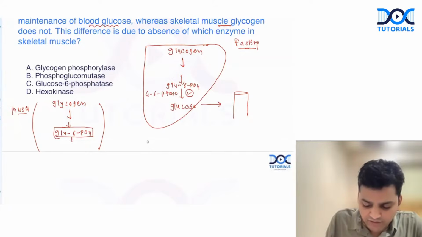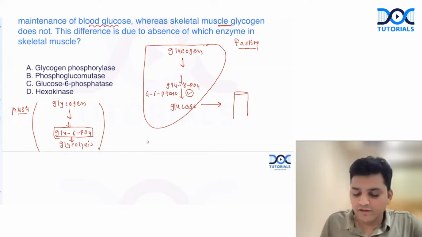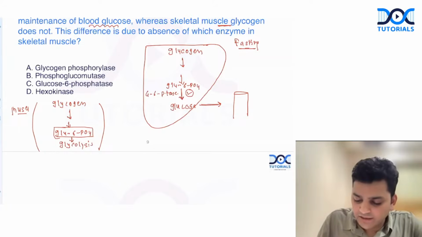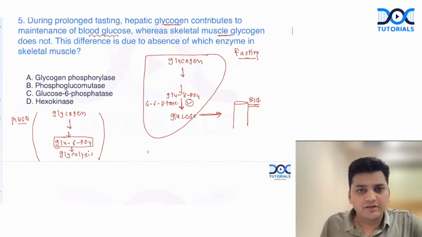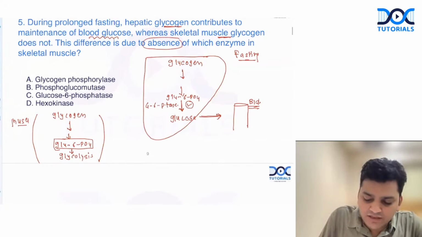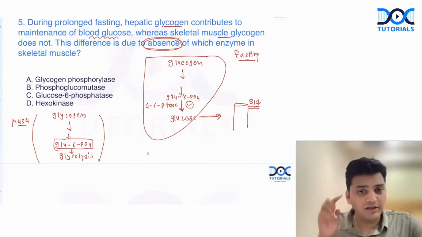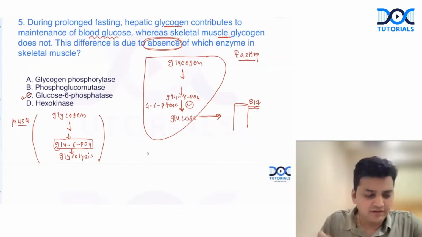So this glucose 6 phosphate will undergo glycolysis and will give energy to the muscle. Whereas in the liver, the glycogen can convert into glucose and that can come in the blood and maintain the blood glucose level. So they're asking that the difference is due to absence of which enzyme that is not found in the muscles, which is found in the liver, that is the glucose 6 phosphatase.